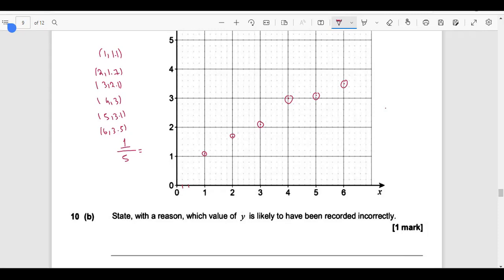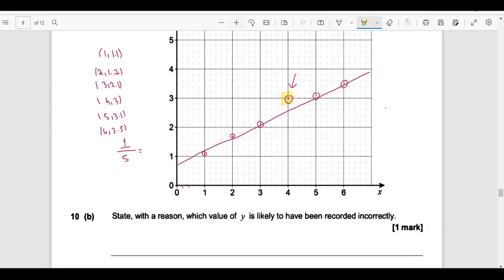What do you think? Now, for such questions, always make sure that you have your scale or a thread. You can see that if I make a line of this type, something like this, right? So this point would be an outlier. It means that this y value would be recorded incorrectly, because it's not consistent with the other values.